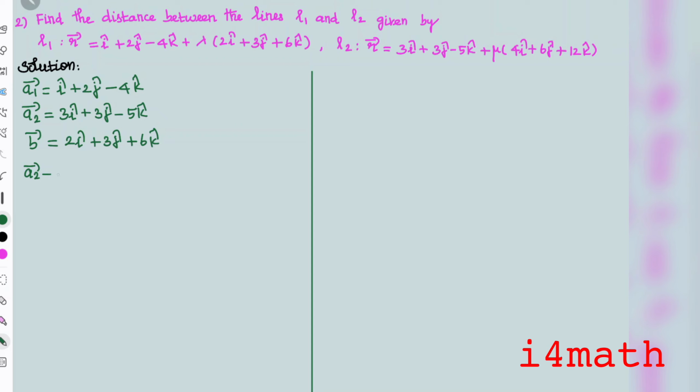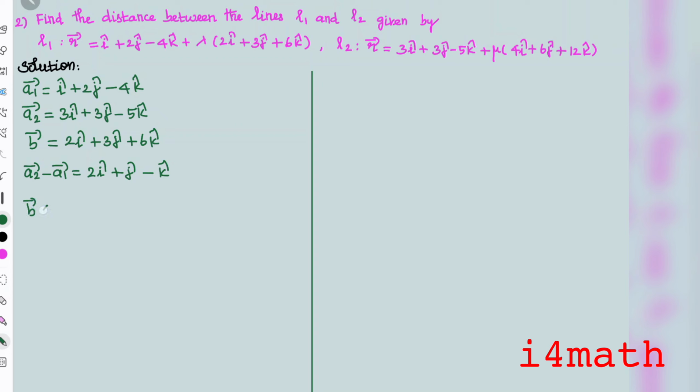Next, let us find a2 vector minus a1 vector. So a2 vector minus a1 vector is 3i minus 1i, that is 2i. Next, 3j minus 2j, that is 1j. Next, minus 5k minus of minus 4k, so minus 5k plus 4k is minus k vector.